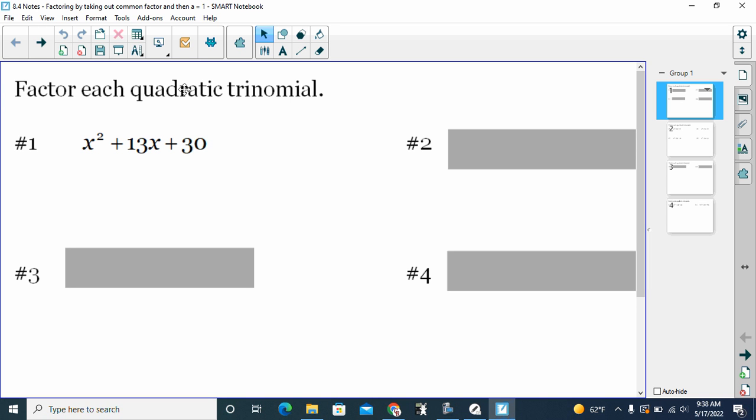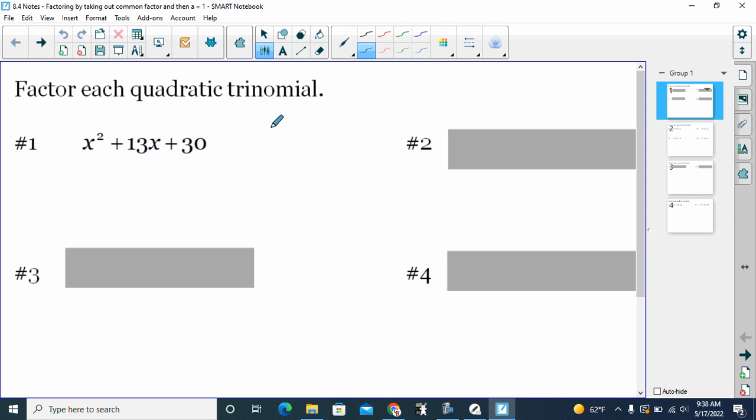So it is quadratic because the degree is 2. It is a trinomial because we have 3 terms, 1, 2, 3. If I have 1x squared, which I do, we want to find 2 numbers. They should multiply to 30 and add up to 13. Multiply to 30 and add up to 13.